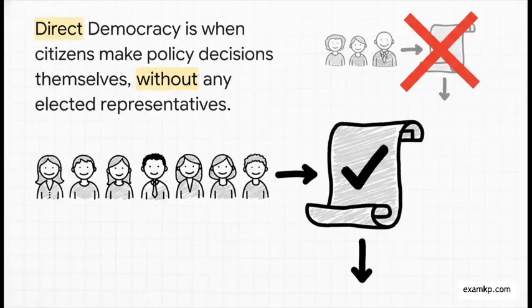And the reason is right there in the name. The citizens are participating directly in making the decisions. They aren't electing representatives to vote for them. They are doing it themselves. That direct participation is the whole point.